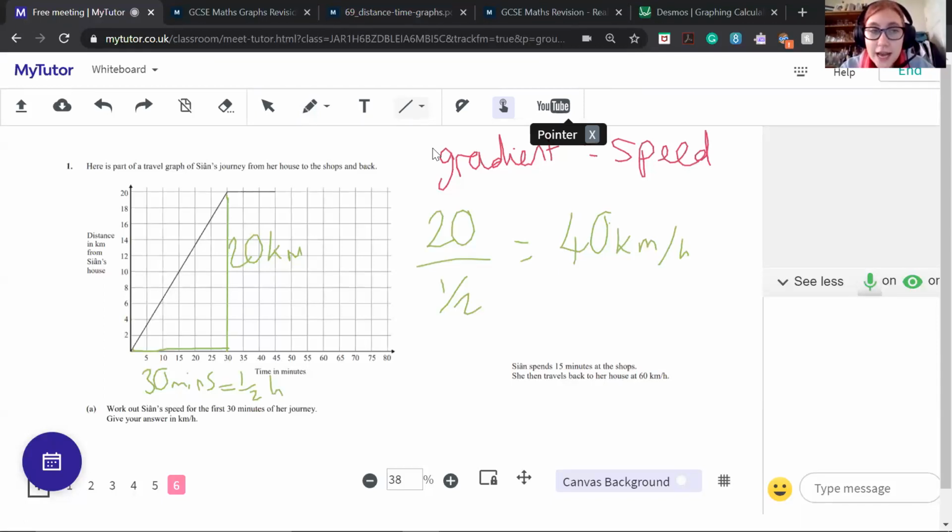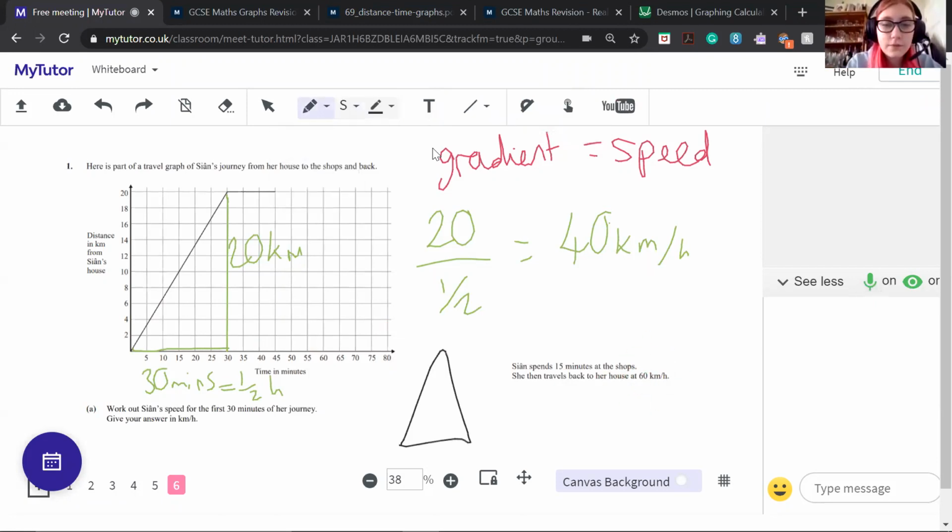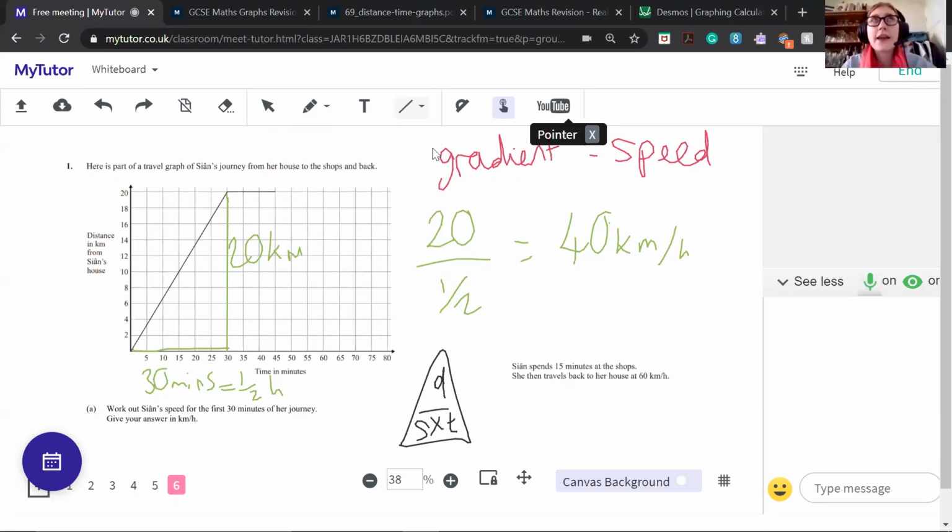So the best thing to do now is to work out, therefore, what time she'll arrive back. So if we think about our distance, speed, time triangle, we know that the distance she's got to get back home is 20 kilometers. So any line going backwards means that they're doing negative distance. So if going to the shops is positive distance, going back home is negative distance. So the shops are clearly 20 kilometers away from her house, and her home is here at 0, so she's got to travel 20 kilometers.